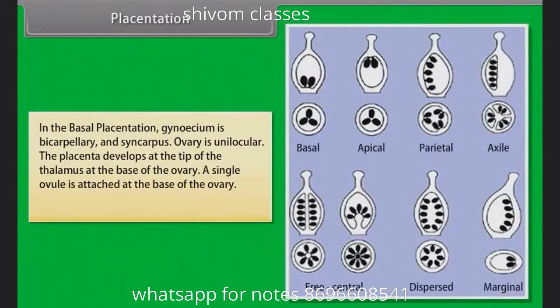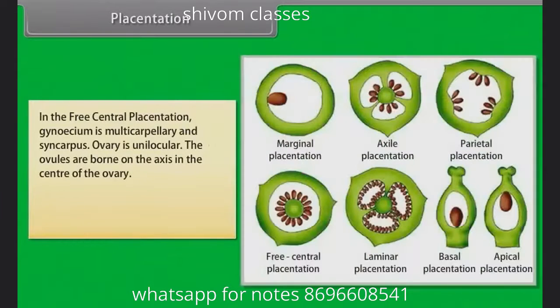In the basal placentation, gynoecium is bicarpellary and syncarpous. Ovary is unilocular. The placenta develops at the tip of the thalamus at the base of the ovary. A single ovule is attached at the base of the ovary. Example: Tagetes.